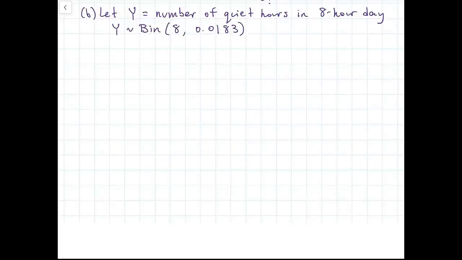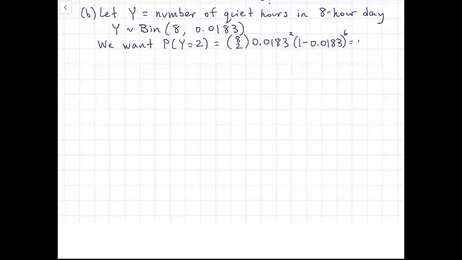We have 8 trials, and the probability of success, being quiet, is what we calculated in part A, that 0.0183. And then what we want for this question is the probability that Y is equal to 2, because we want 2 quiet hours out of 8. So we'll plug in this probability function, and then we get 0.0084.